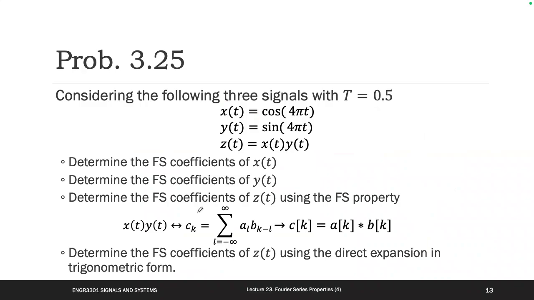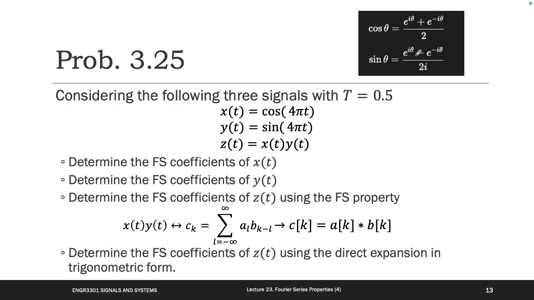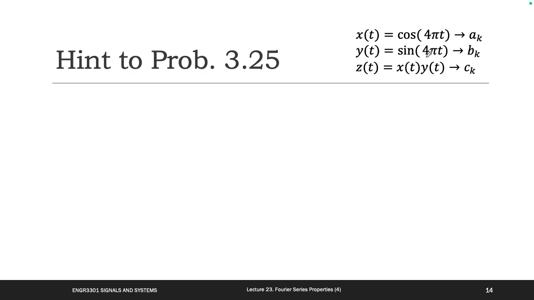Okay, let's talk about one example. Consider the following three signals with T equal 0.5. This one is x(t), y(t), and z(t) is x(t) multiplied by y(t). Let's determine the FS coefficient of x(t) and the FS coefficient of y(t), and then determine the FS coefficient of z(t) using FS properties, and also determine the FS coefficient of z(t) using direct expansion in trigonometric form. This is the Euler equation. We know that, right? Let's continue.